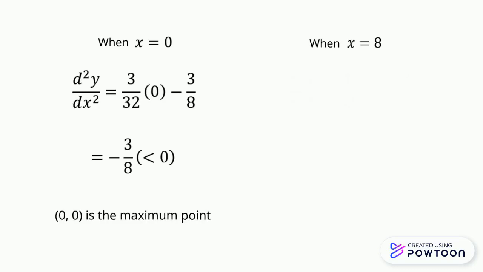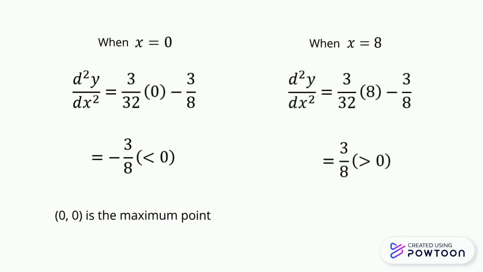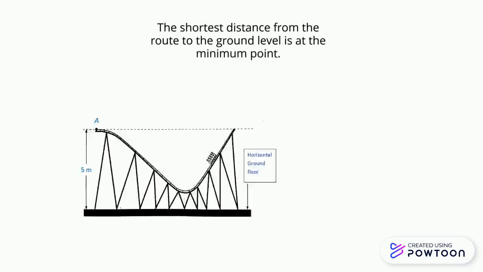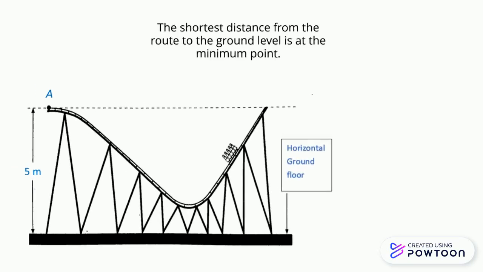When x equals 8, we get 3/8, which is greater than 0. The question wanted to ask the shortest distance from the roof to the ground level, and we can conclude that the shortest distance, or let's say the shortest point, is the minimum point. So that means the shortest upright distance is 5 minus 4. The 5 is from the height of the roller coaster.